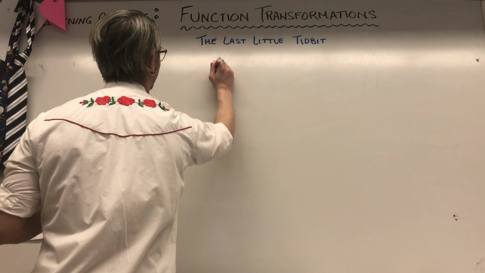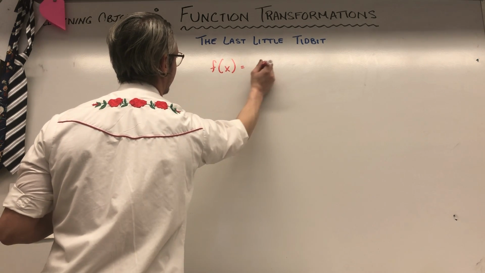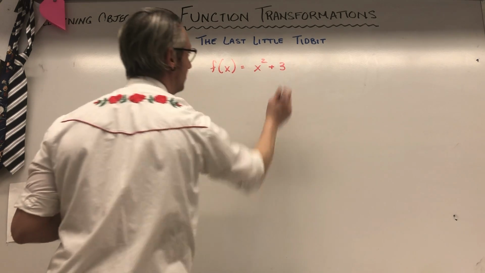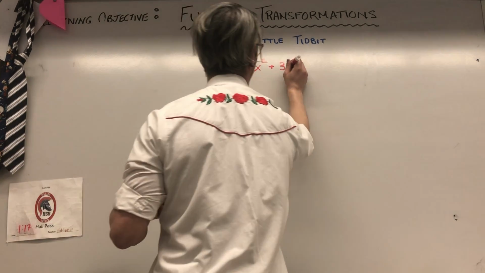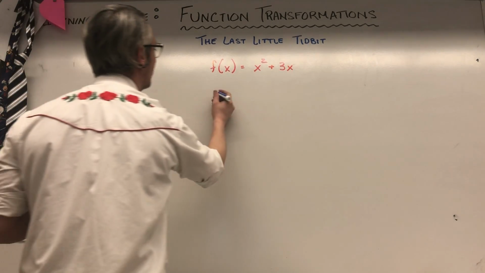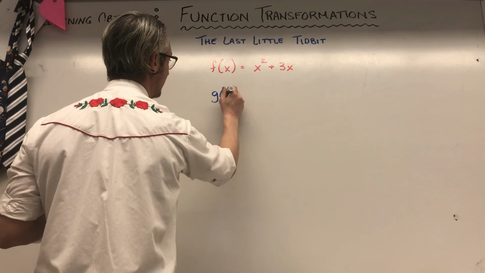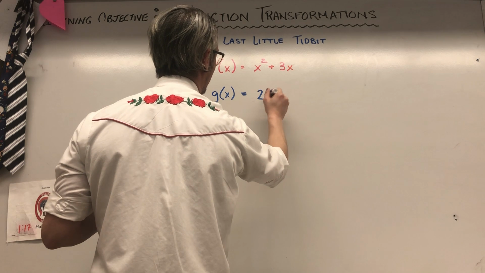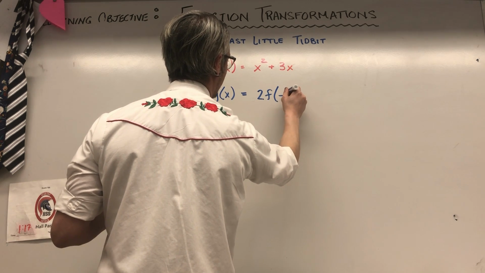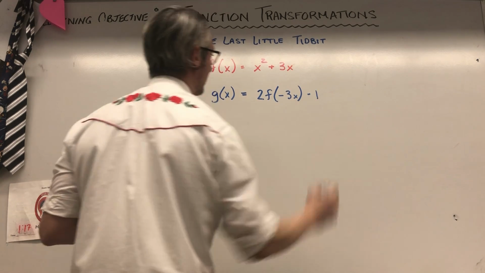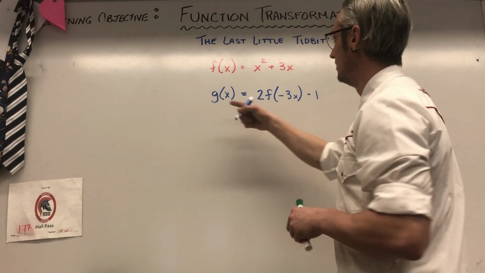We know that f of x is some function, and I'll say it's x squared plus 3x. You want x? Cool, okay, you got it. Anything you want, you got it. Okay, and then we'll say that g of x is my function transformation of f of x. And I'll say that it is 2f of negative 3x minus 1.